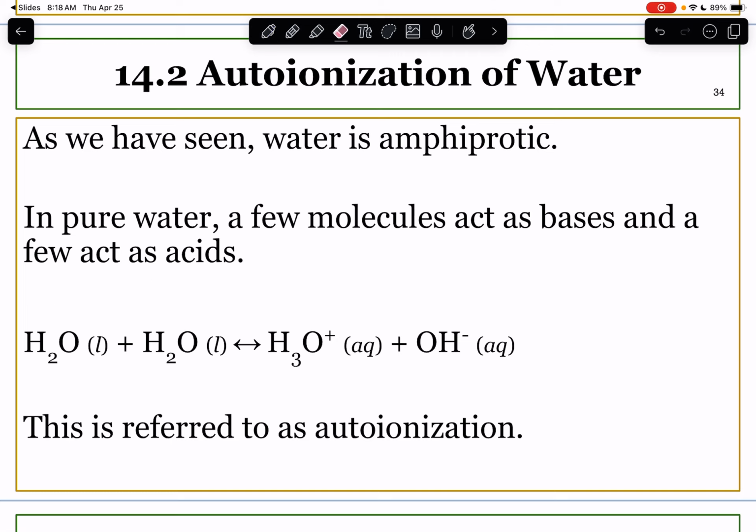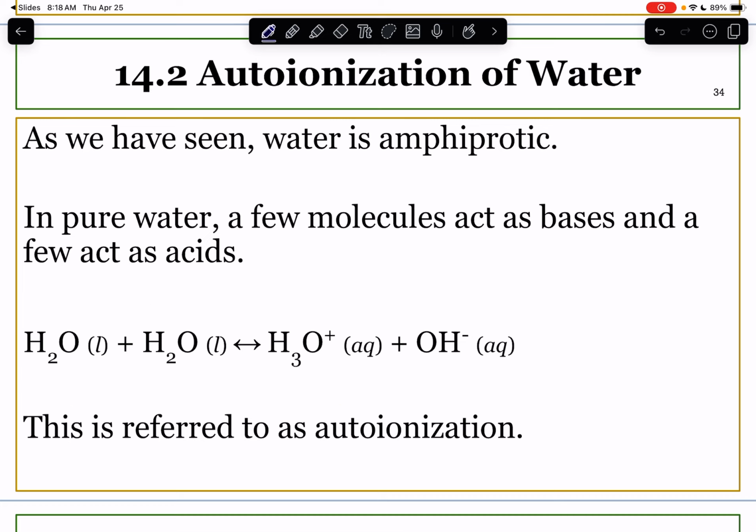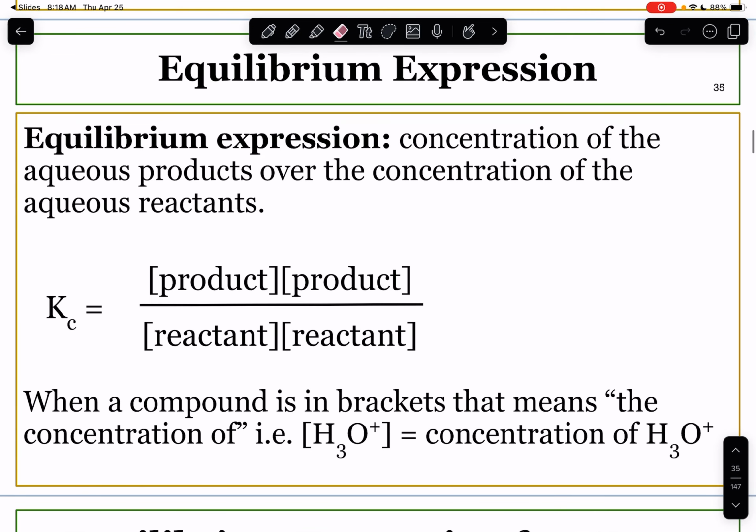Notice that the arrow here is a reversible reaction arrow. This is an equilibrium system where most of what you have in the solution is actually water molecules, and very few turn into H3O+ and OH-. This is referred to as autoionization. Auto means automatic, it's happening automatically, and ionization, well, they're becoming ions. Some of the water molecules become H3O+ or OH-, which are ions. So this autoionization of water is an equilibrium reaction.